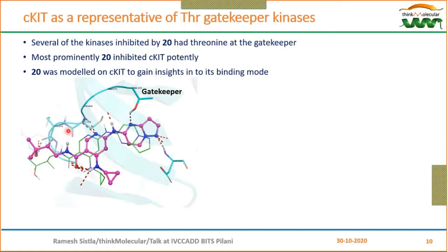Now, gatekeeper, I'm sure most of you would be very familiar with kinase technology now. So, this is what we call the hinge region where your heterocycle binds, and the residue just preceding the hinge region is known as the gatekeeper because it controls the entry of the ligand into the deeper pocket. It actually controls how much of the deeper pocket a particular kinase has. So, several of the kinases which were inhibited by this 20 had threonine as a gatekeeper. Okay? So most prominently, 20 inhibited CKIT very potently. Therefore, we used CKIT as a surrogate kinase to understand what could be happening in those kinases where threonine was the gatekeeper.